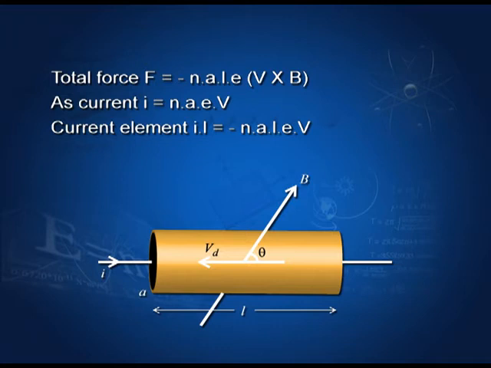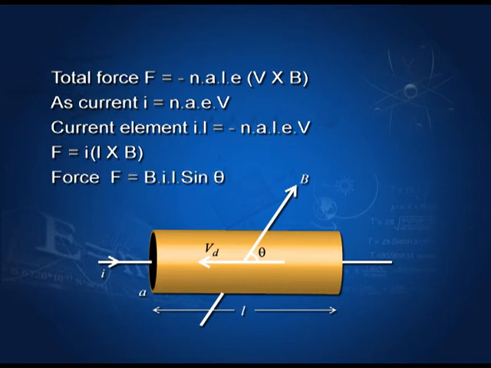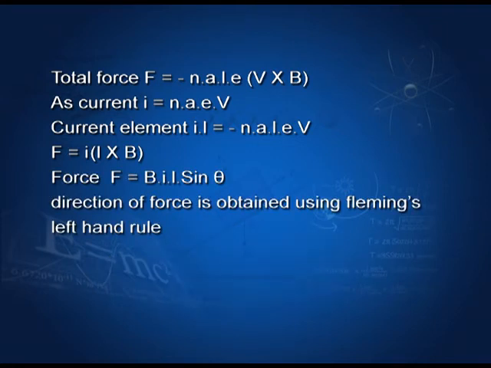This value of current element we are going to substitute in the force formula, F equals to minus n A L e into v cross B. As a result, we get F equals to I into L cross B. As the angle between the current and the magnetic field is theta, so the formula of force F equals to BIL sin theta. Direction of this force is obtained using Fleming's left hand rule, which we have already studied.